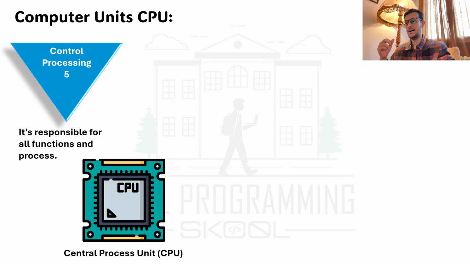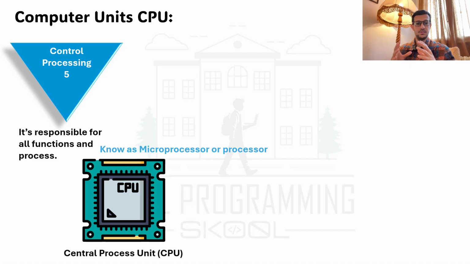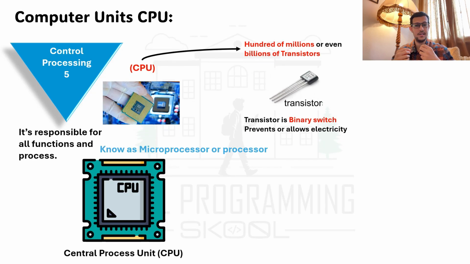CPU, this is the CPU. It stands for Central Processing Unit and is known as a microprocessor or processor. What does the CPU contain? It contains something we call transistors. The CPU, as you saw, is so small on screen, but it's really the hub that controls everything, and it's such an important piece in a computer. How many transistors do you think are in the CPU? The CPU contains hundreds of millions or even billions of transistors.